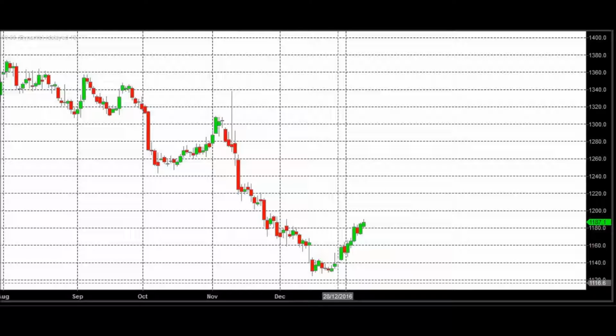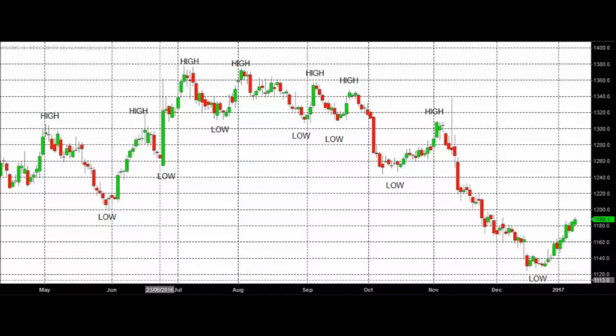So the first thing that we want to do when we're deciding, do we buy gold, sell gold, be indifferent to gold, what do we do? Well, the first thing we want to do is establish, is there a trend? Can we identify a trend?